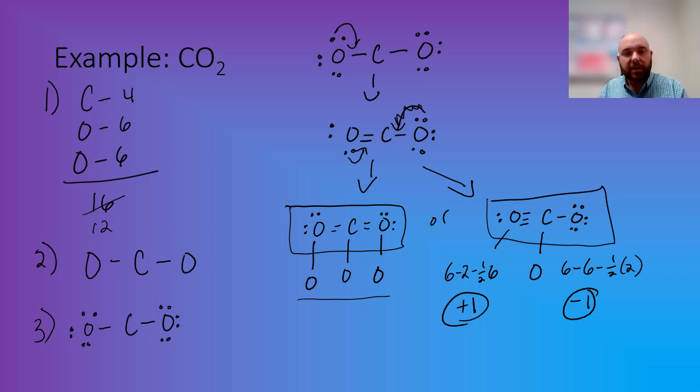Because of our guidelines, we find that this would be the correct structure, because structures that have fewer formal charges other than 0 are more correct than structures that have more formal charges other than 0.